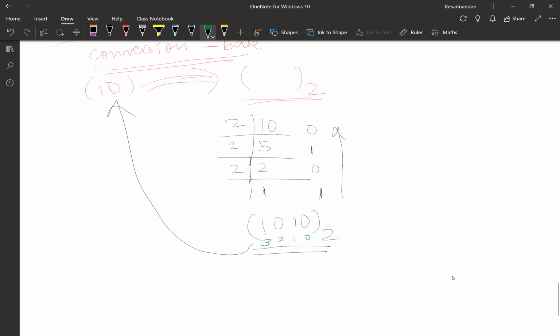So this will be 2 to the power of 3 into 1, plus 2 square into 0, plus 2 raised to 1 into 1, plus 2 raised to 0 into 0. What do we get here? 8, and here 2. This is 10. Works perfectly, guys.